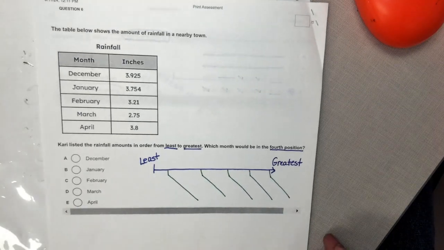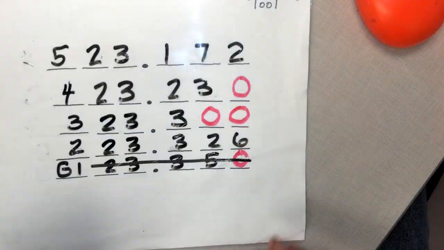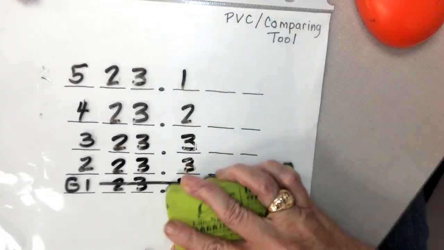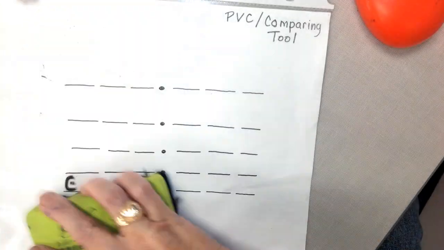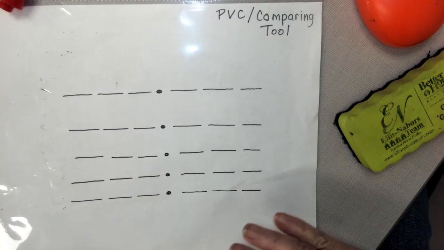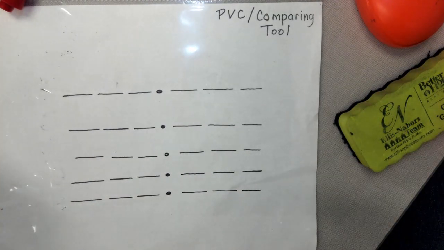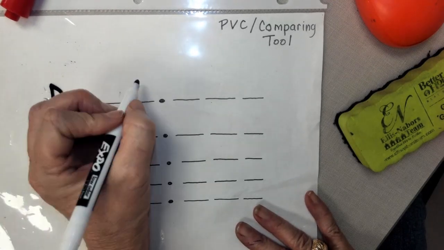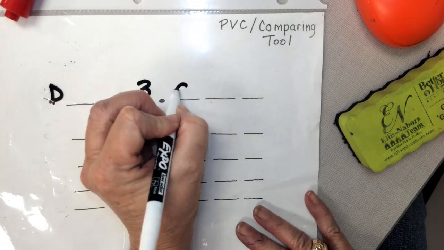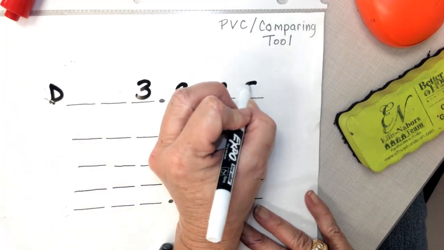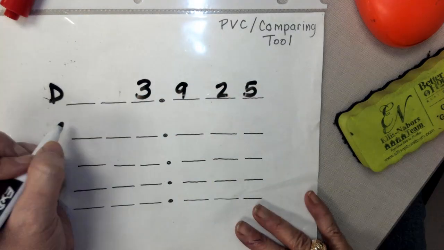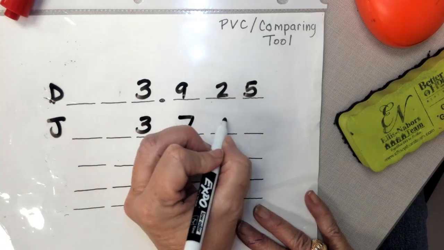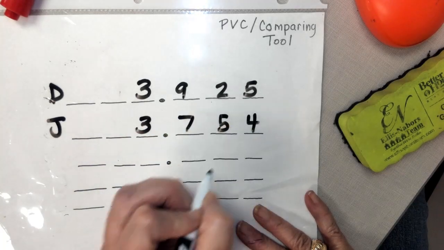So this would be an excellent place to go back and use our place value tool again. So if you have this handy dandy, go back and erase. And I would take each of your values and I would write them in. So we have December with 3 and 925 thousandths. We have January with 3 and 754 thousandths.